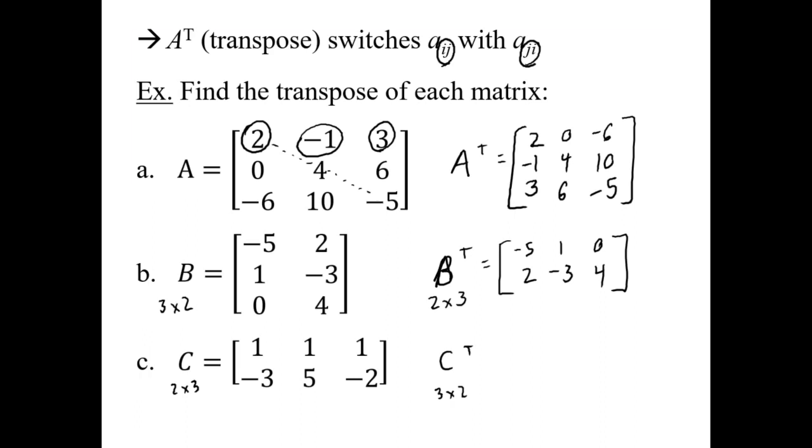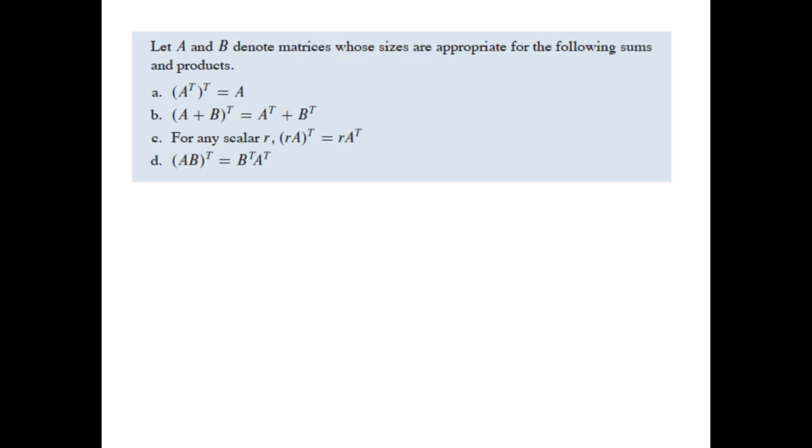Some properties of transpose. First of all, A transpose transpose is just A. In other words, if you take the first row and change it to the first column, that's A transpose. Now if you do it again and take the new first row and make it the first column, meaning take the transpose again, you're basically putting everything back where it started. So doing the transpose twice results in the original matrix. Fine.